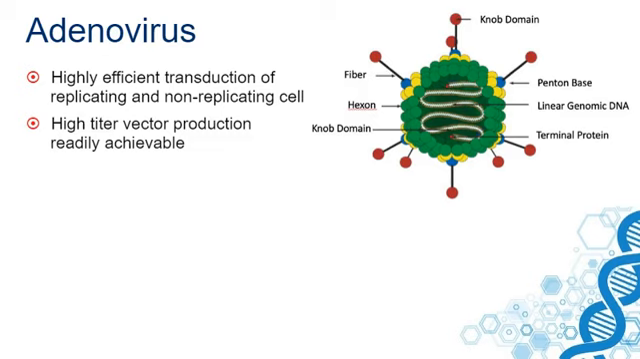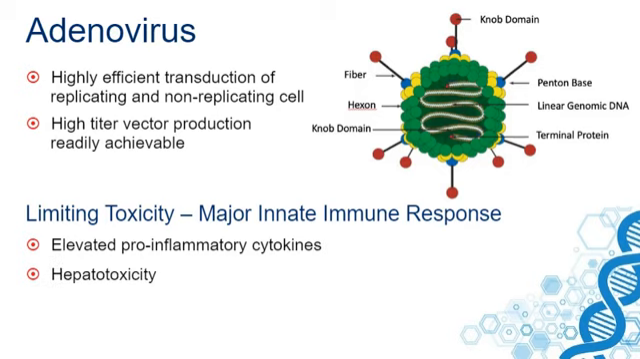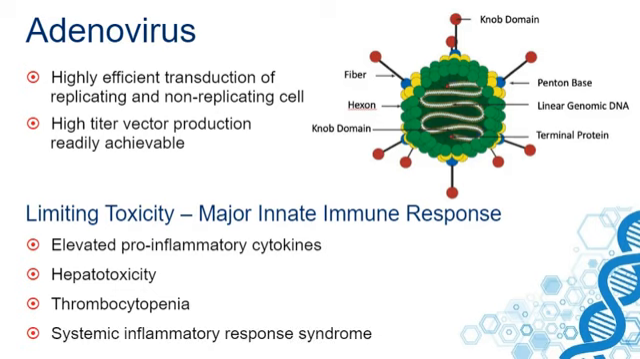The significant downsides of adenoviral gene transfer are that there is a significant innate immune response that is mounted to these vectors. So you get elevation of pro-inflammatory cytokines, toxicity of the liver, thrombocytopenia. And in extreme cases, you can develop systemic inflammatory response syndrome, which occasionally can be fatal in nature. So this is not a delivery system for hemophilia patients in its current form.